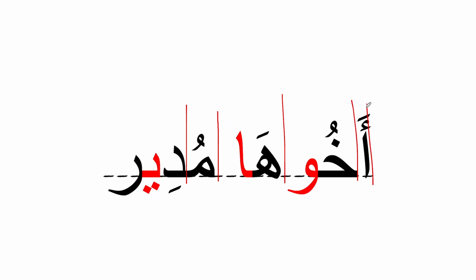Next sentence, we have a as the first syllable, and then خوها, أخوها, her brother. مدير. مدير is a manager. So أخوها مدير, her brother is a manager.